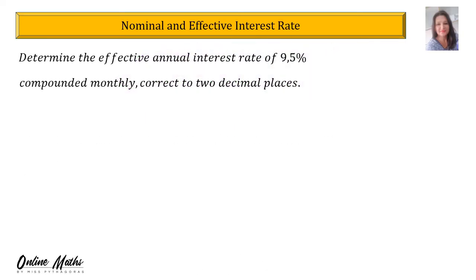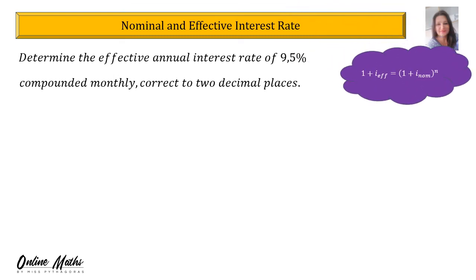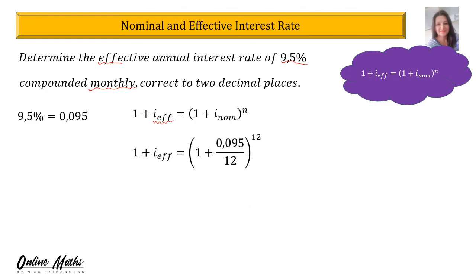Nominal and effective interest rate, here's an example. There's your formula. Determine the effective annual interest rate. So this is the one we're looking for. I effective, interest rate of 9,5% compounded monthly, correct to 2 decimal places. Therefore, the 9,5% is the same as 9,5 over 100, which is 0,095, into our formula. And the one that we're looking for is the effective annual interest rate. So therefore, we make that one the subject of the formula, 1 plus.